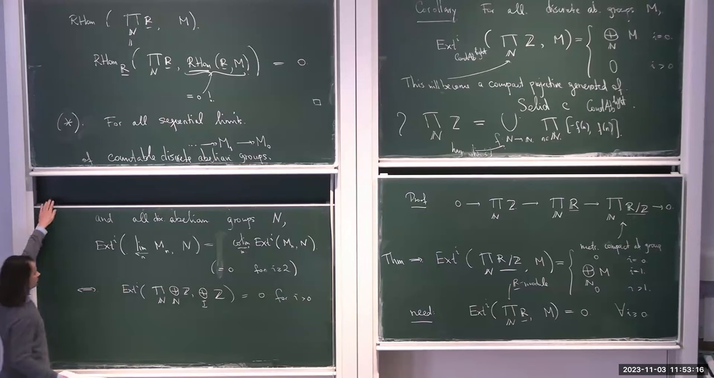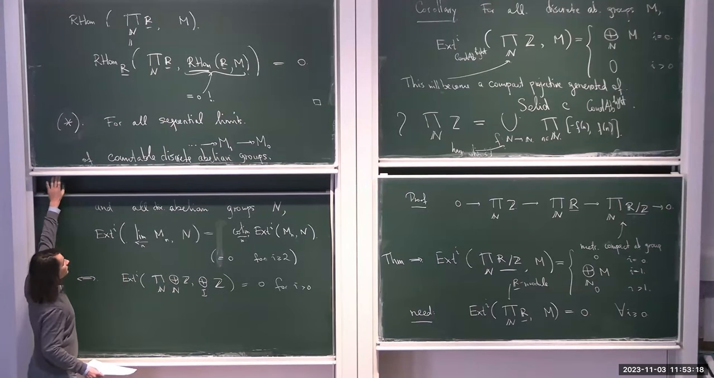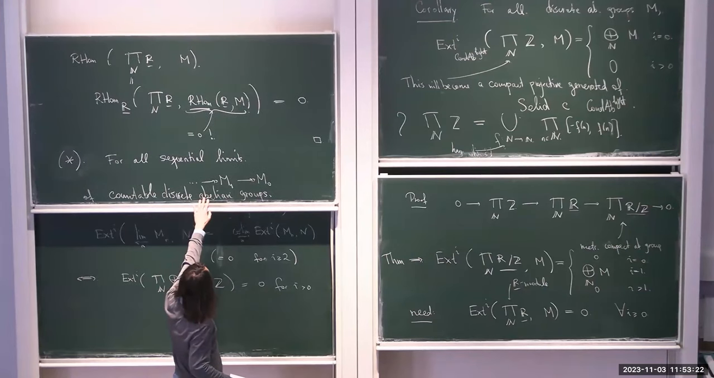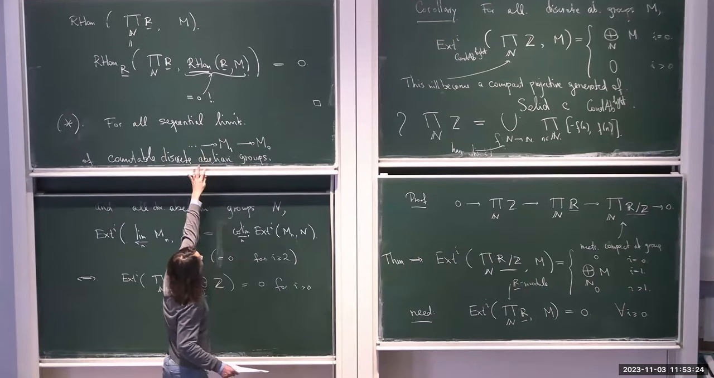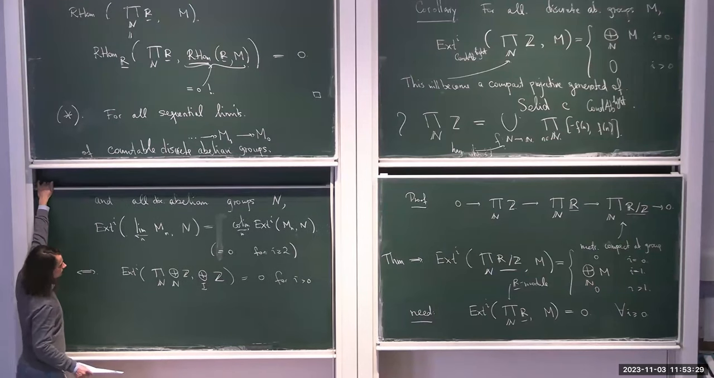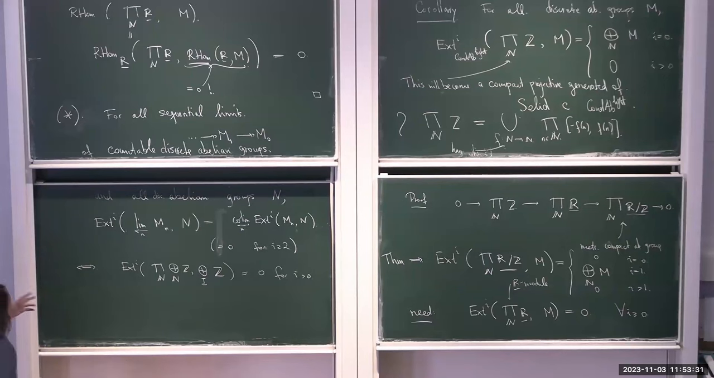You mean the transition map is Mittag-Leffler or something like this? Transition maps are surjective. Ah, surjective, okay. Or Mittag-Leffler would be enough. Okay, so that's an assertion.